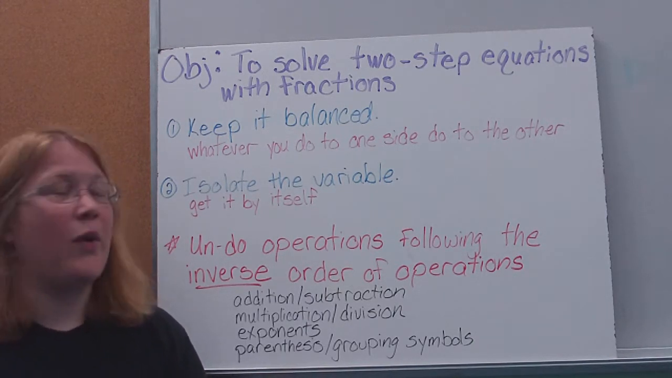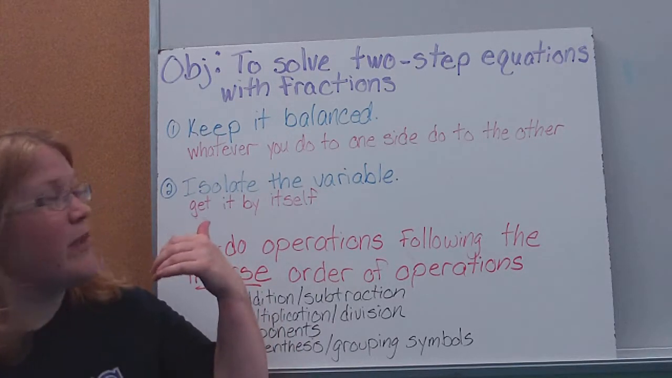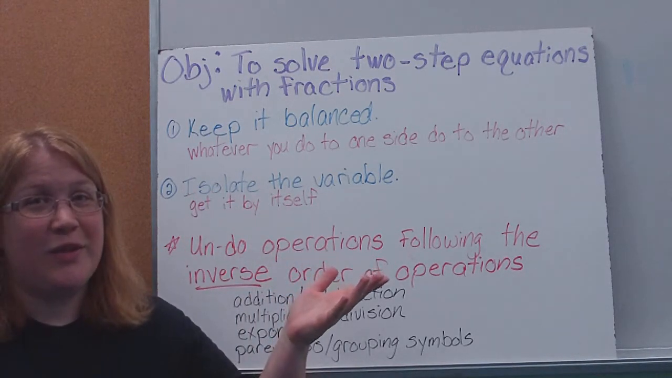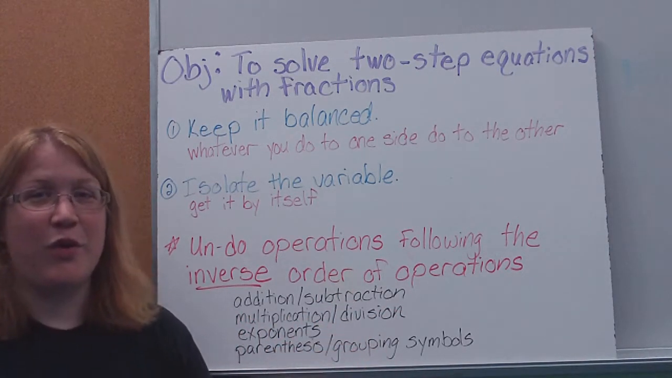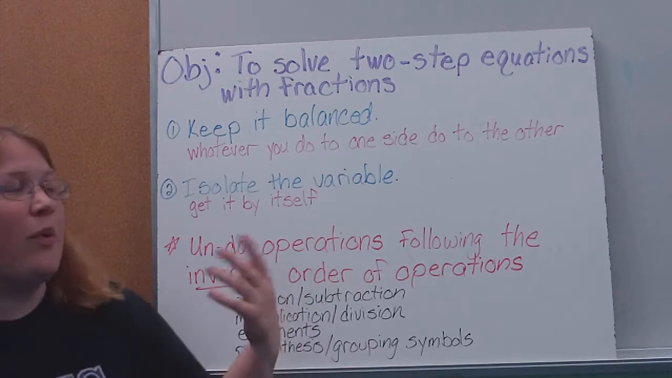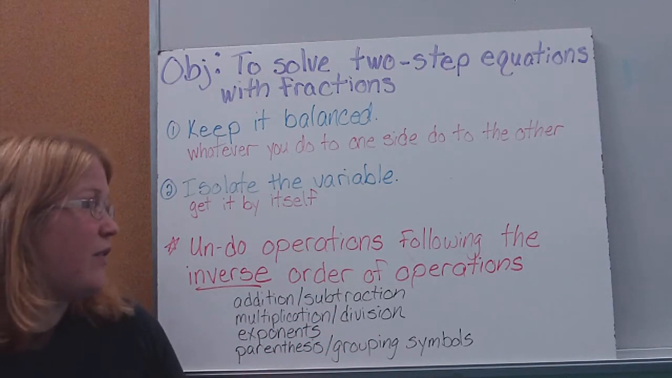So we have our rules. Go ahead, you can scream and get it out because you're tired of seeing the same rules. Stay with me. First thing you need to do is keep it balanced. Second thing you need to do is isolate your variable. I'm glad you know those now. So whatever we do to one side, we have to do to the other. Our goal is to get the variable by itself.